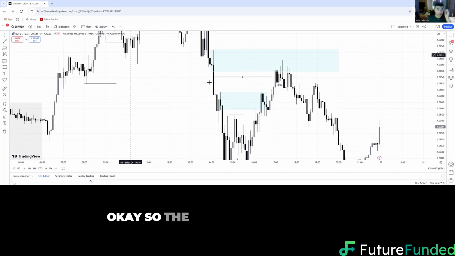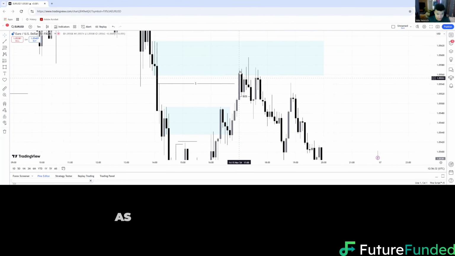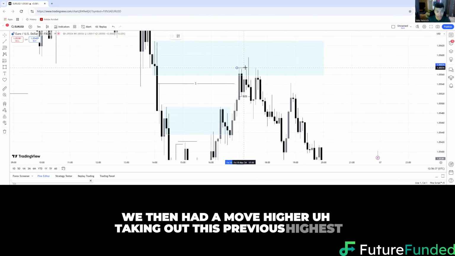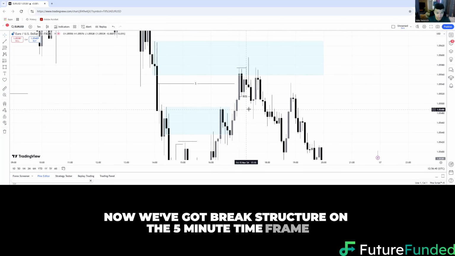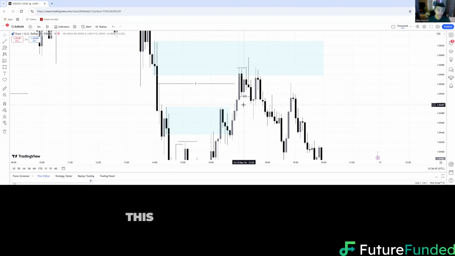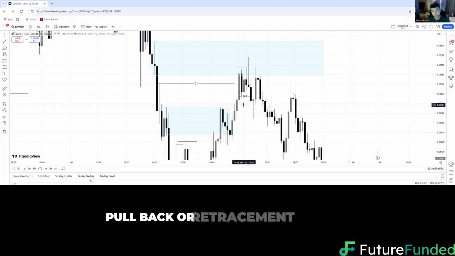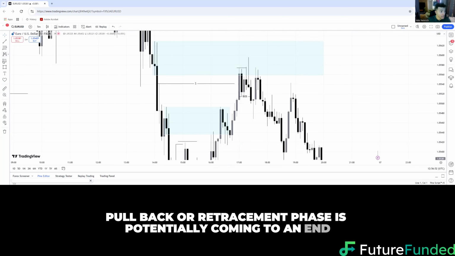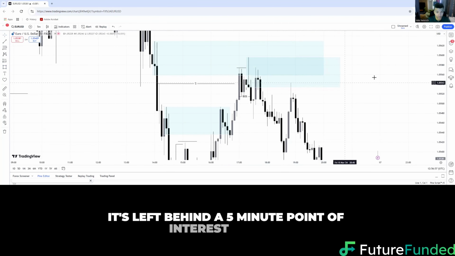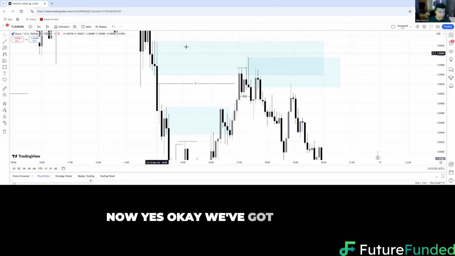Okay, so the first thing I'm looking for, once we get the break of structure and everything like that, as you can see, we've had a push down, we then had a move higher, taking out this previous high. So now we've got a break of structure on the 5-minute time frame. Perfect. The first indication for us is the break of structure. This is how we've got a good chance now that this pullback or retracement phase is potentially coming to an end. And what's it done? It's left behind a 5-minute point of interest. Perfect. Still not enough though. Okay, now, yes, okay, we've got a 5-minute point of interest here.